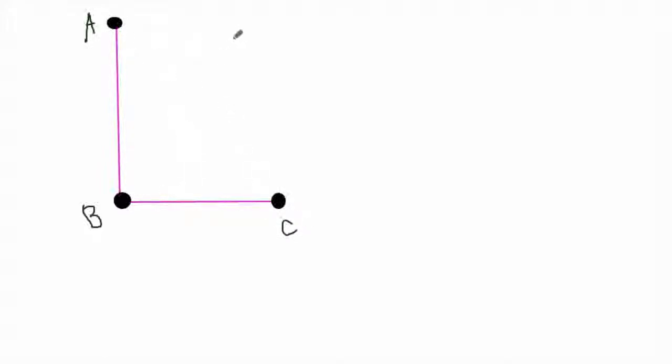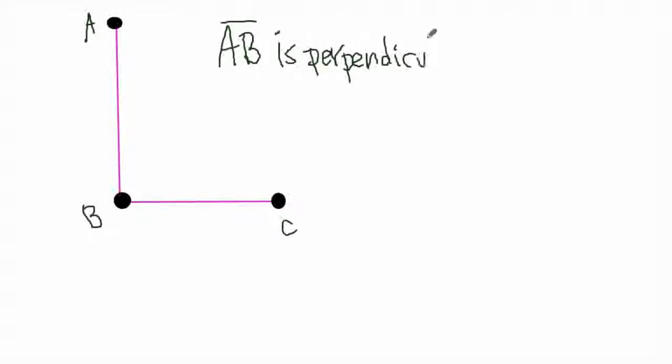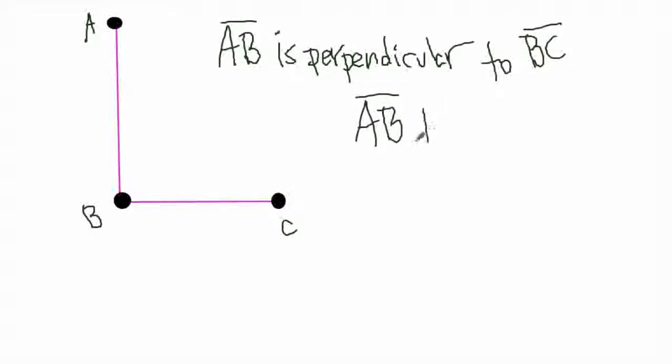So the first thing I'm going to assume is that AB is perpendicular to BC. We talked about what perpendicular means. By the way, the compact way to write that is you use this symbol. It's like an upside down T. So AB is perpendicular to BC. That is our assumption. We're going to assume it's true.